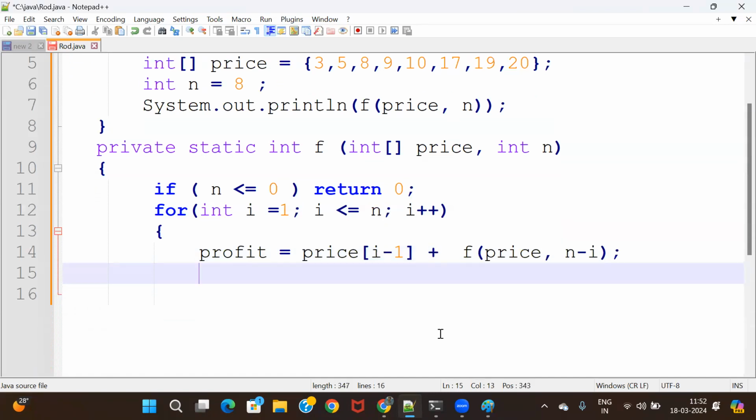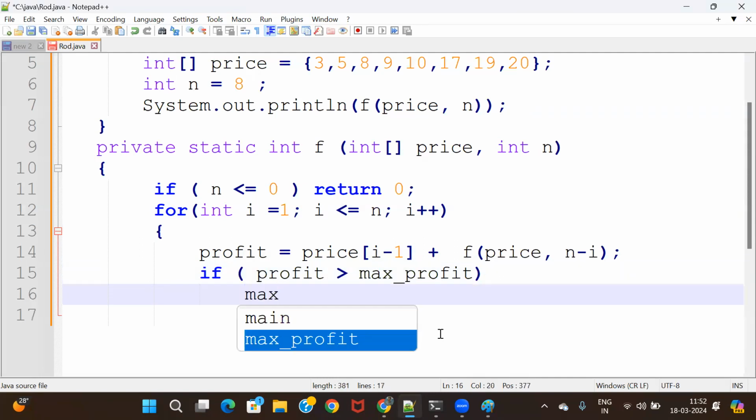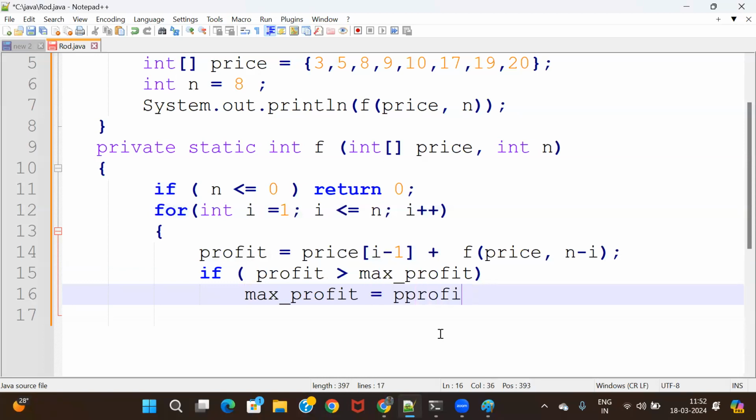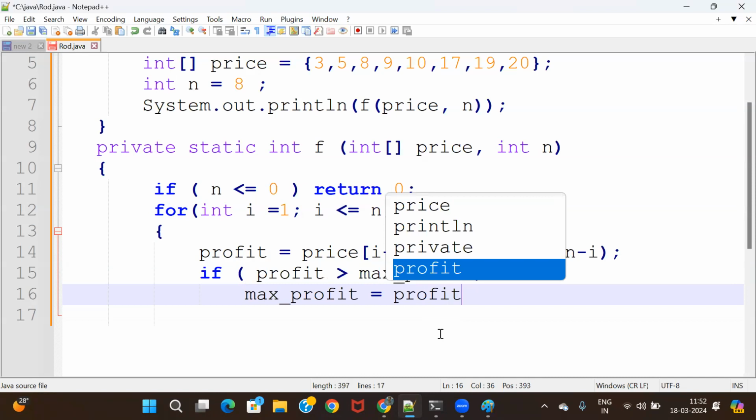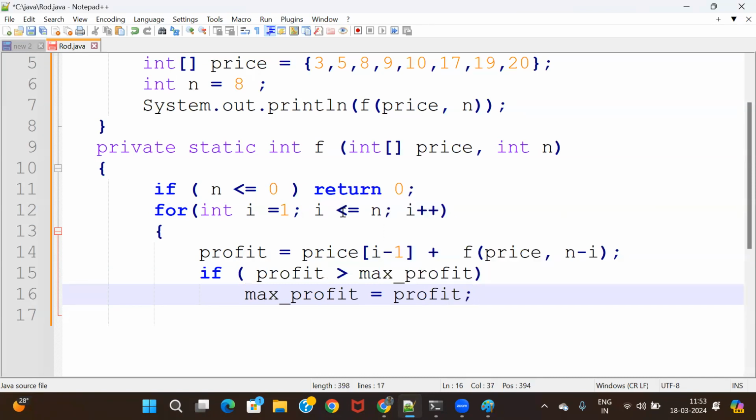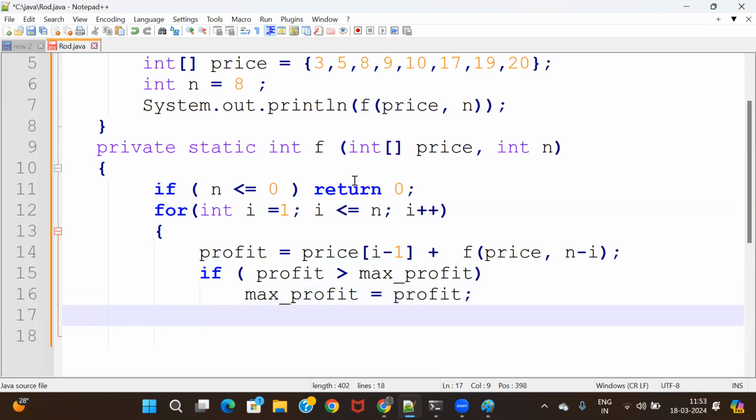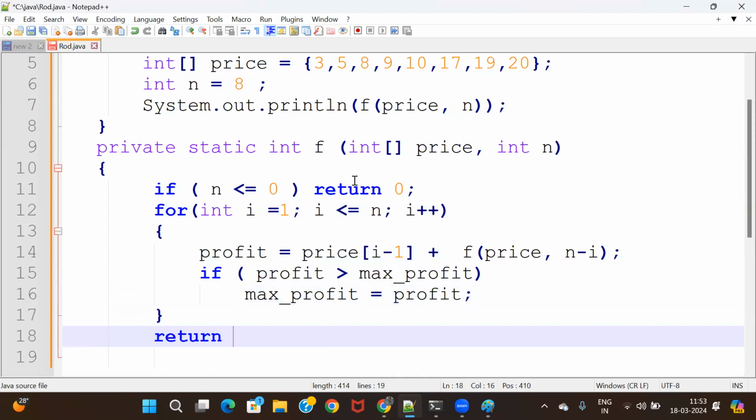And if this profit for this option is more than the maximum profit which is obtained with the previous option, then you upgrade your maximum profit to the profit in this case. So for every option from 1 to 4, you get different profits. You need to find the maximum of all the options and you will return that.